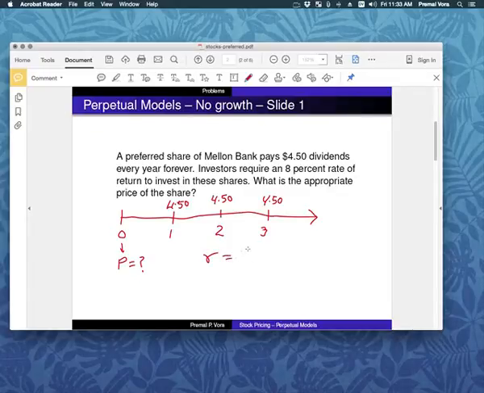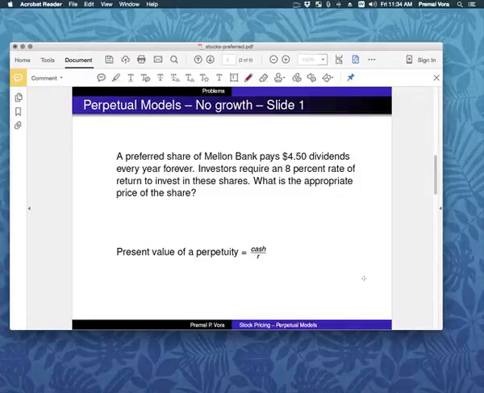And the required rate of return on this investment is 8%. Can you not view this as an annuity? It's an equal and periodic cash flow. Only thing, it's a special annuity in that it goes forever. Any special annuity that goes forever is called a perpetuity. All right, we already know how to price perpetuities.